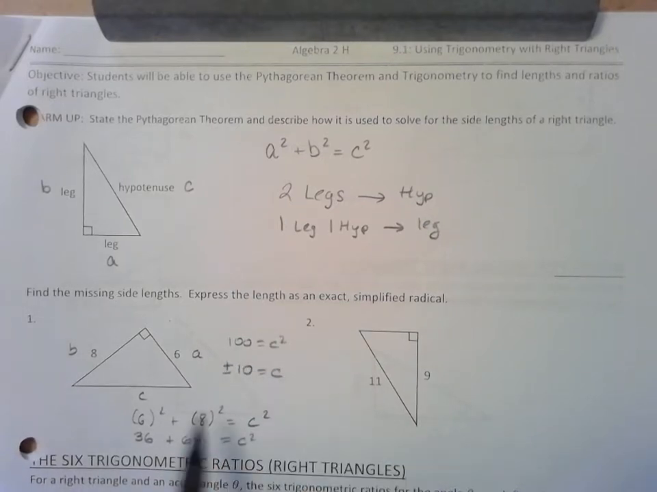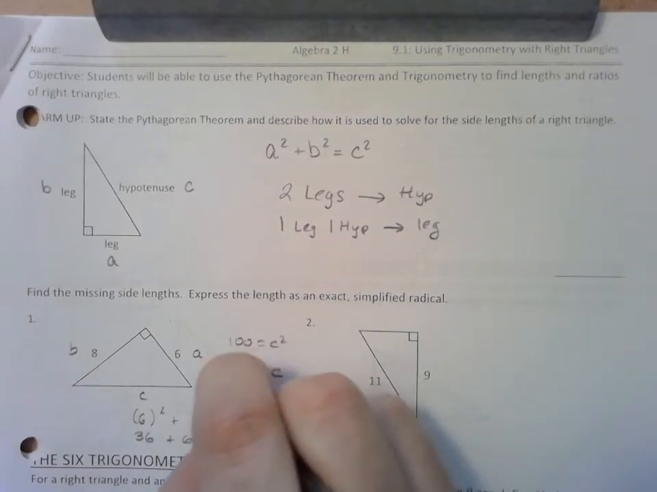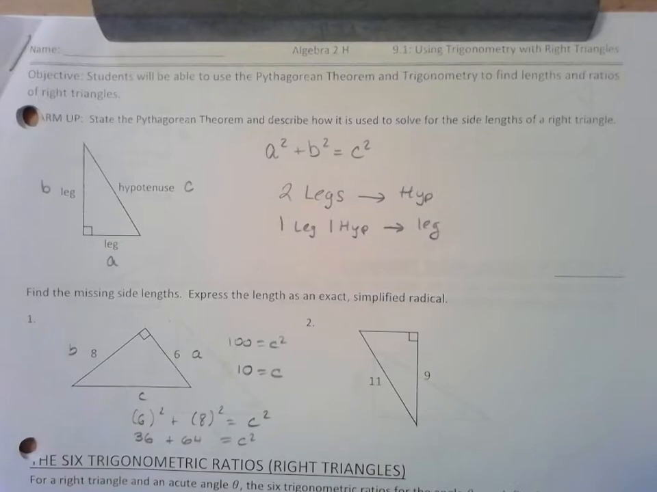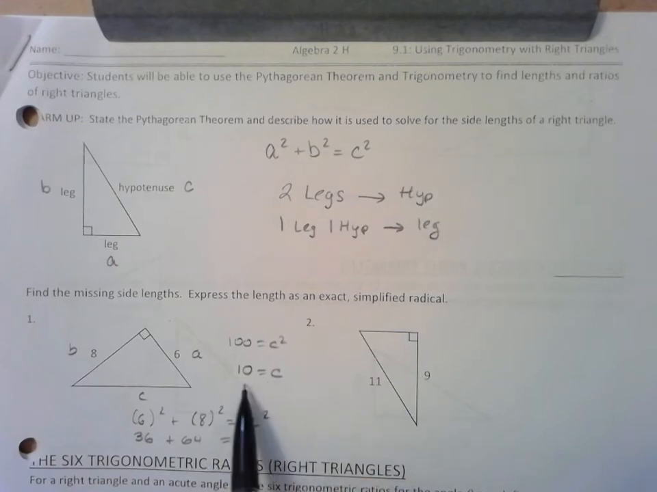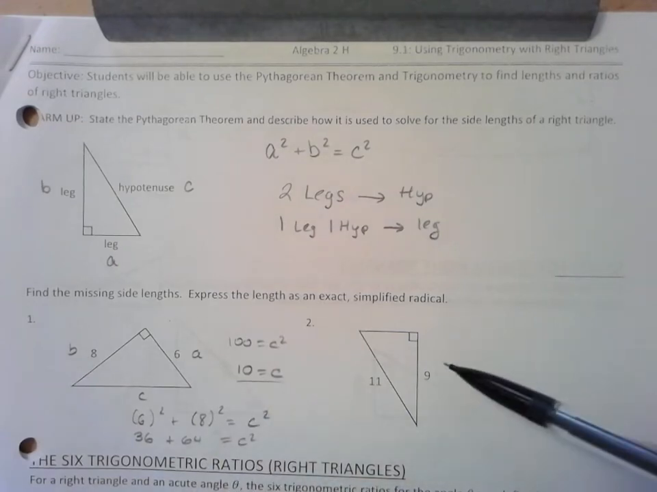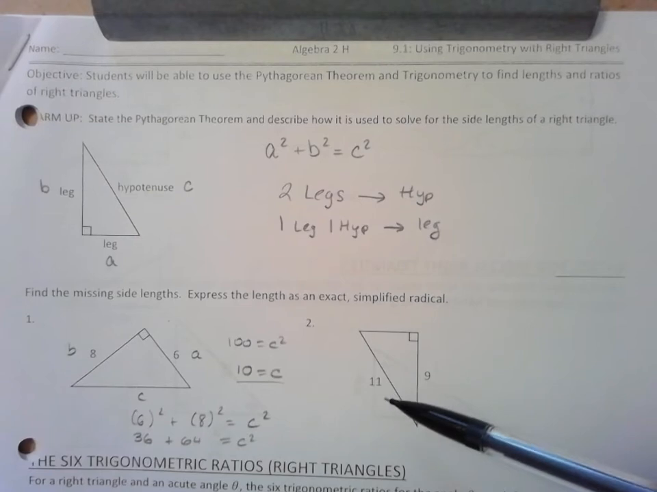However, because we're dealing with the length of a side of a triangle, then only the principal square root makes sense. We don't have units. Sometimes we do, sometimes we don't. So the length of c would be 10 units long. This is our answer. For exercise 2, we're given a leg and the hypotenuse.